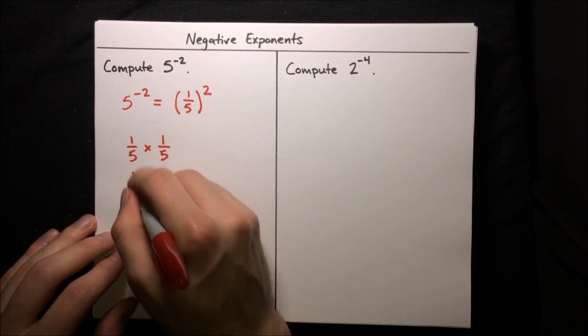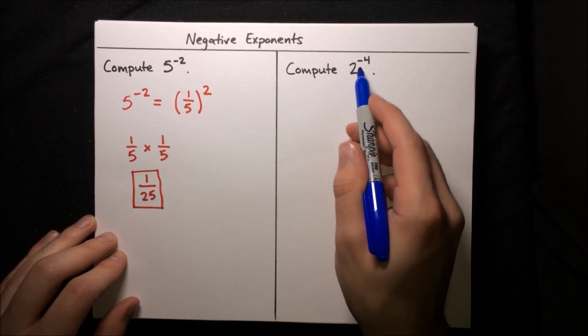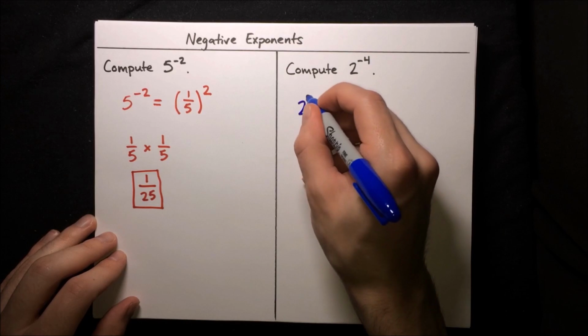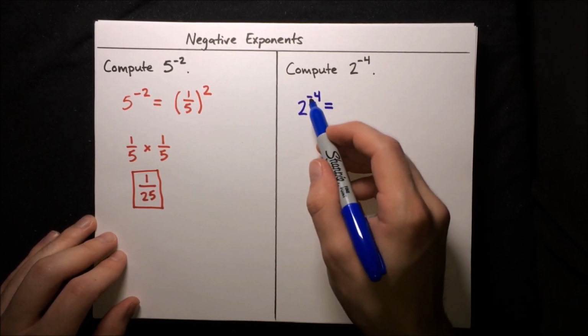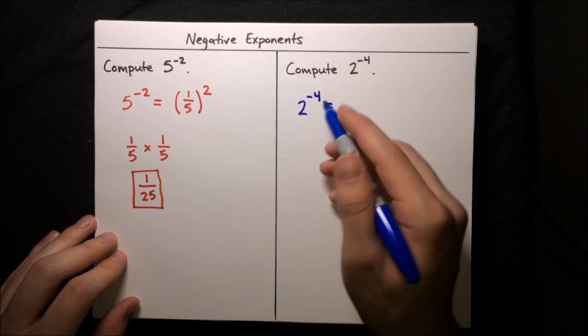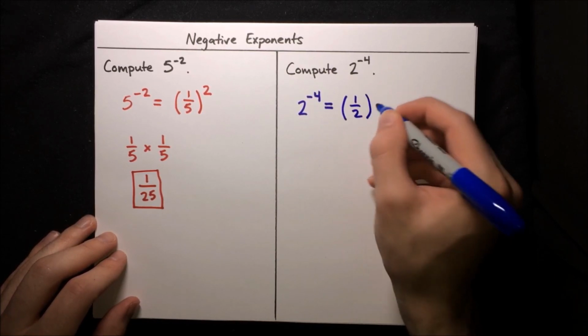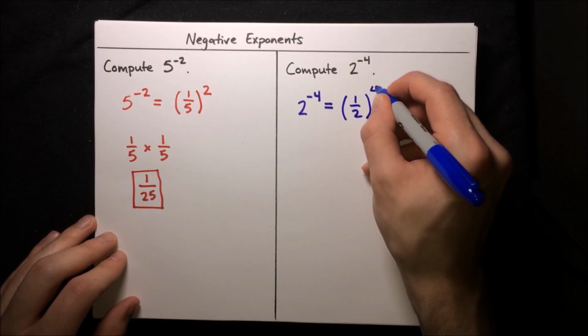So there we go, that's our result, 1 over 25. Now how about 2 to the power of negative 4? Well, it's the same idea. So 2 to the power of negative 4, we take the negative off of the exponent and we change the base to its reciprocal. So 1 half, 1 over 2, is the reciprocal of 2, and then take the negative off, so it's to the power of positive 4.